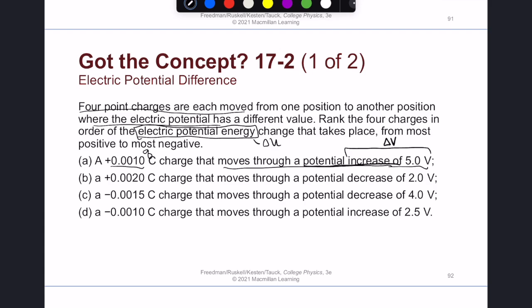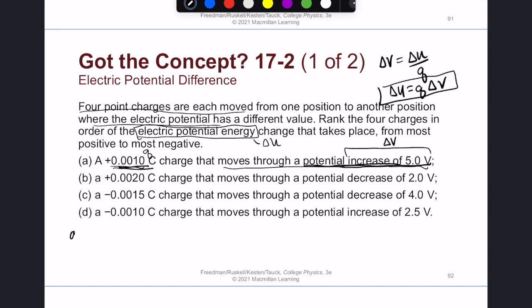So we need to put together everything we've learned so far. And if you look at those 3 variables, you can probably remember this relationship that we saw earlier, where delta V is simply equal to delta U over Q, right? So since we're solving for electric potential energy change, delta U, we solve for that and get Q delta V. So all we need to do is use this relationship to find the change in energy that each charge experiences as it moves through a potential change.